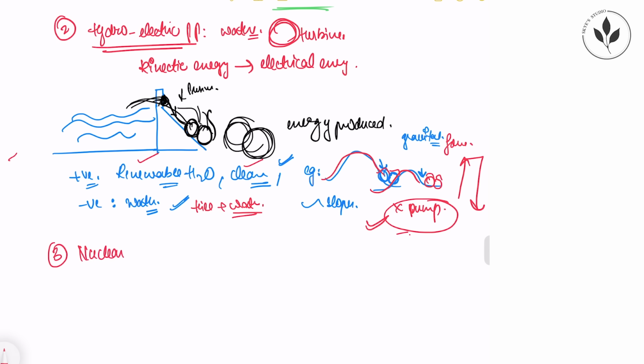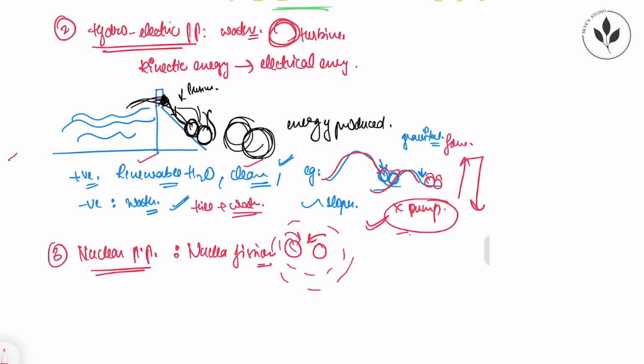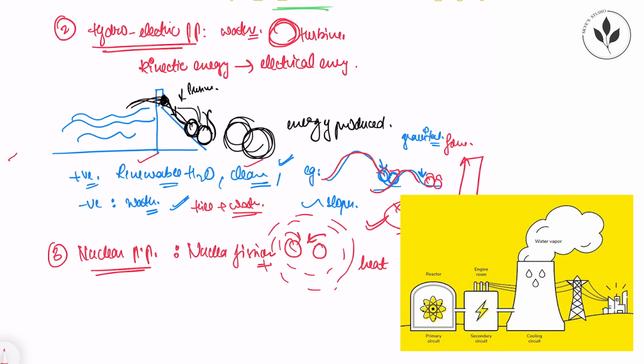Now, the third type of power plant is our nuclear power plant. In a nuclear power plant, we use nuclear fission, which are reactions of elements. We take two to three elements, we fuse them together, and with these, a lot of radioactive waves are produced, and this heat which is generated by the chemical reaction of these elements is again used to produce the steam.